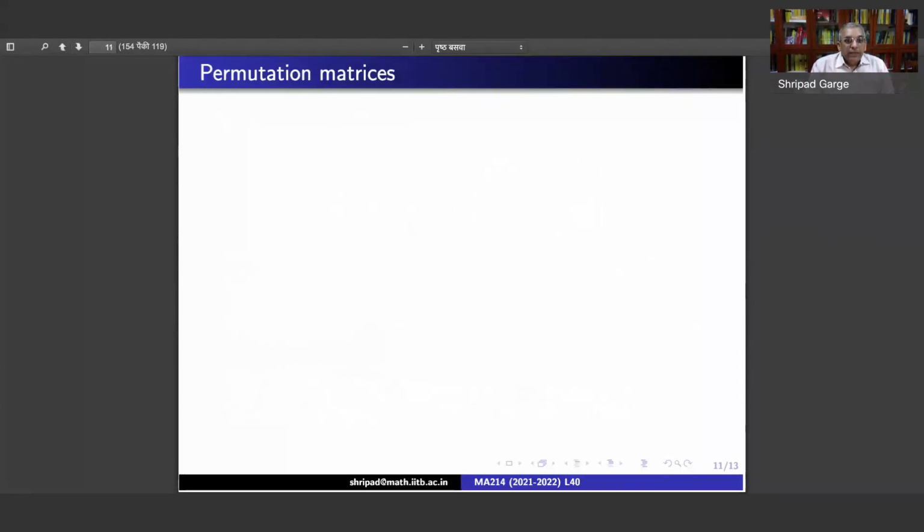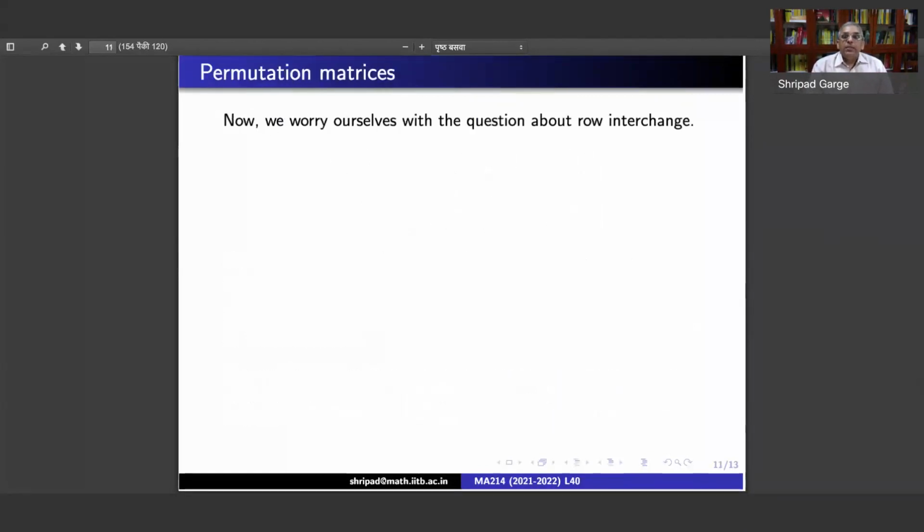It is very useful and we will see it later, maybe in the next lecture, if not in this lecture. All right, so here we had assumed that row interchanges are not needed, and then we obtained the decomposition LU. But what if row interchange is needed? Then how do we work?